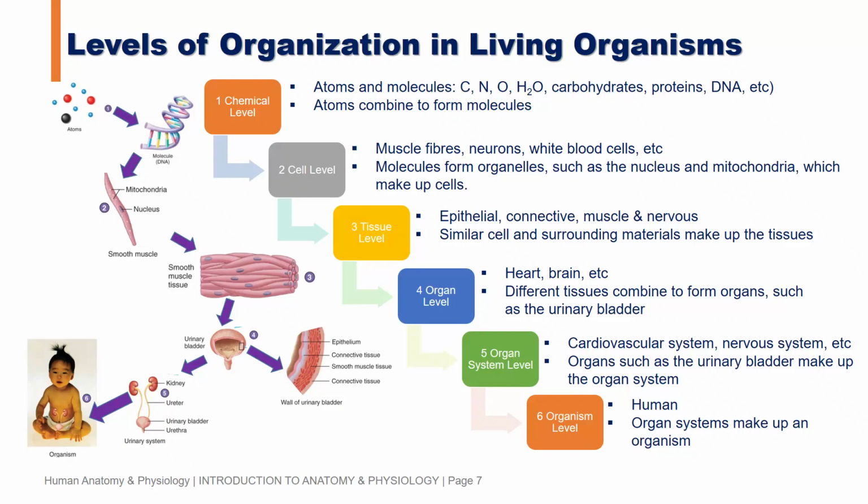Then you have the organ system level where you have your cardiovascular system and nervous system. Organs such as the urinary bladder make up the organ system. And then as humans, at the organism level, organ systems make up an organism. As you can see in the diagram on the side, it's basically moving from the chemical level all the way down to the organism level.